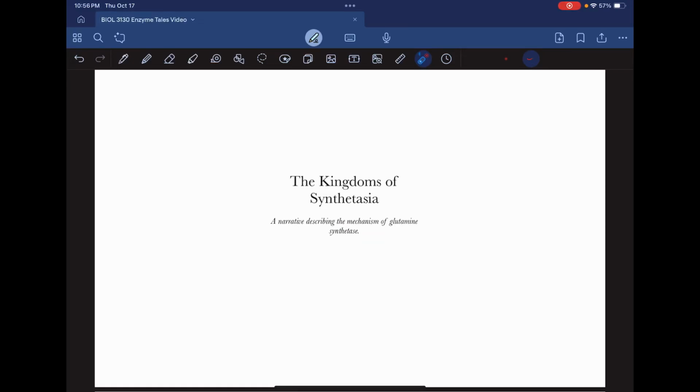In this video, I will describe each step of the mechanism of glutamine synthetase. After describing each step, I will tell a story corresponding to the step.